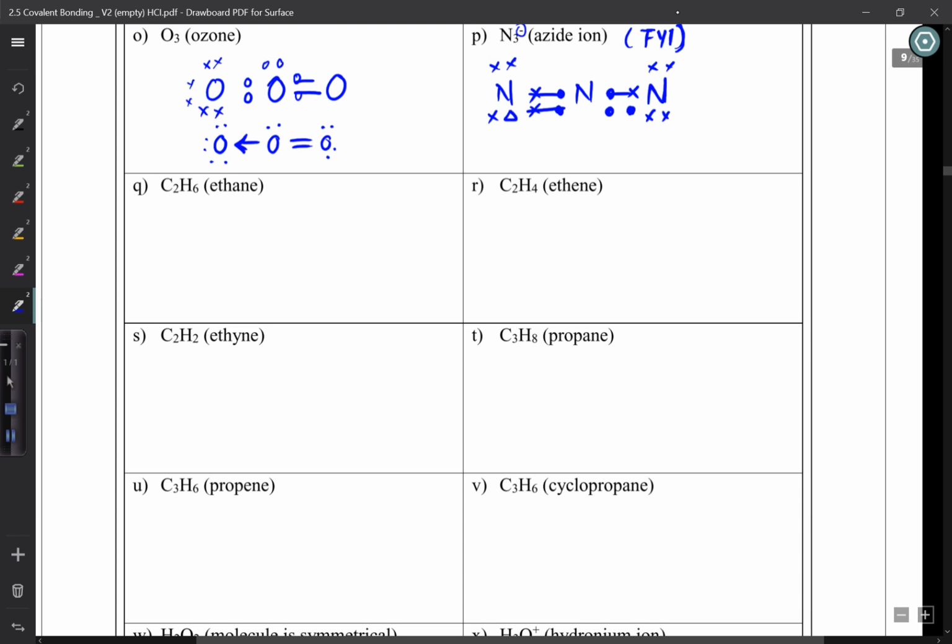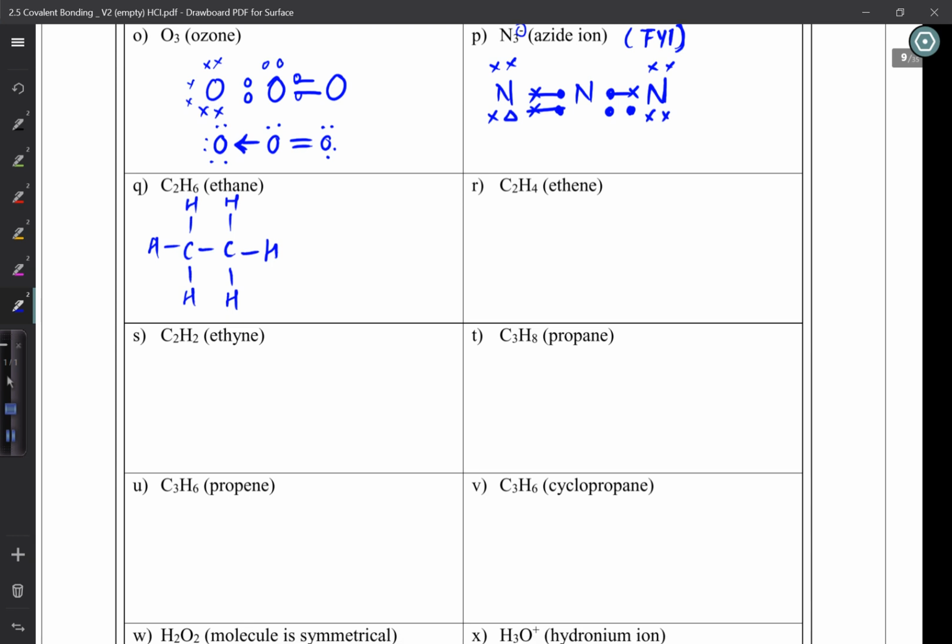Next one is ethane, C2H6. This is kind of easy, right? So we know that each carbon can connect to 4 atoms, whereas each hydrogen can connect to 1. So this is the only structure that ethane can adopt.